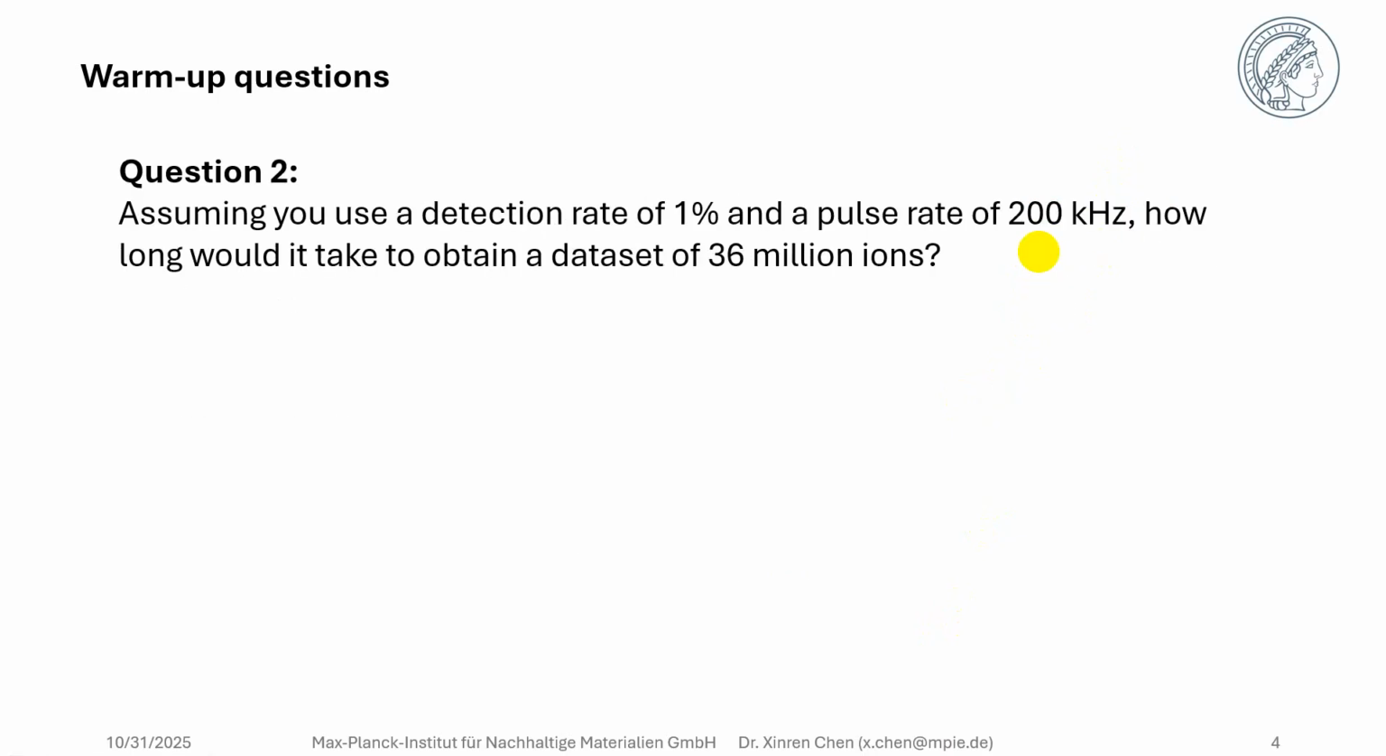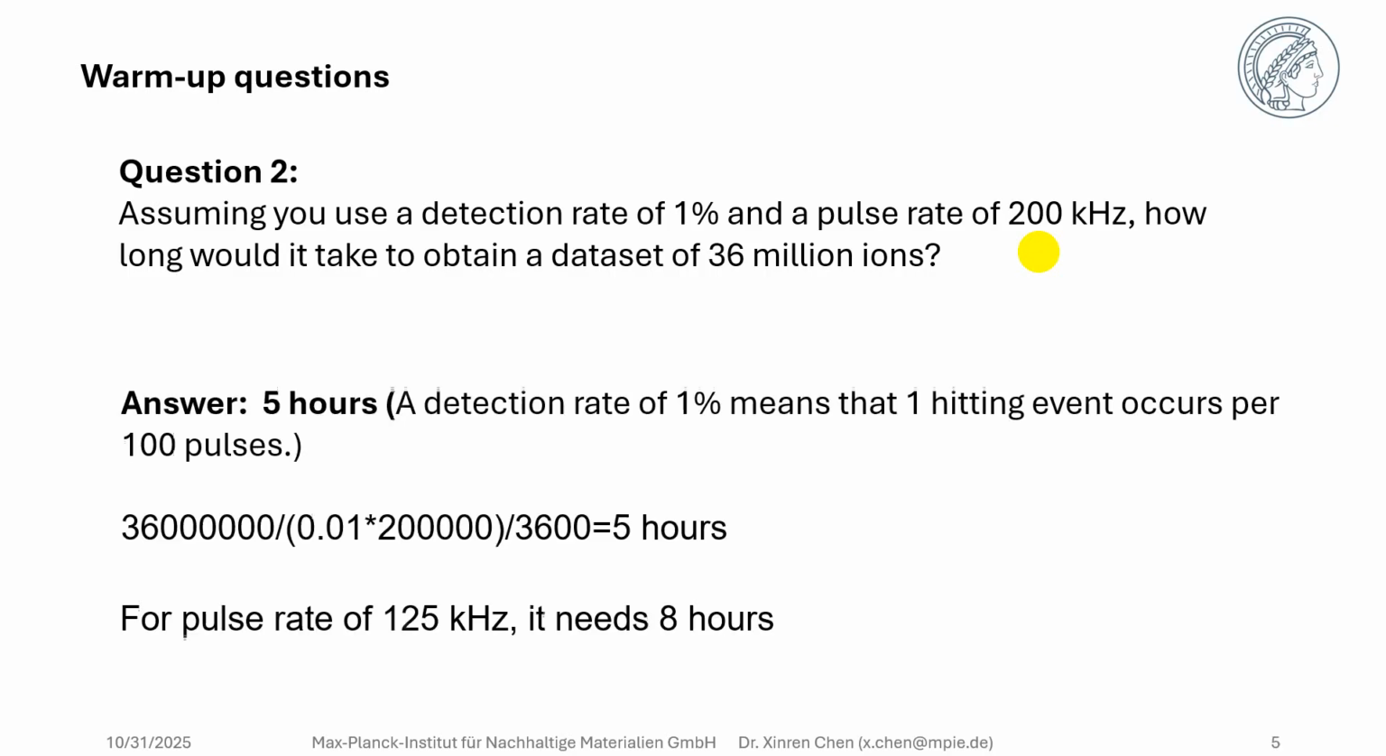Question 2: assuming you use a detection rate of 1% and a pulse rate of 200 kilohertz, how long would it take to obtain a dataset of 36 million ions? You can use a calculator to calculate, or just simply guess. Okay, so the correct answer is 5 hours.